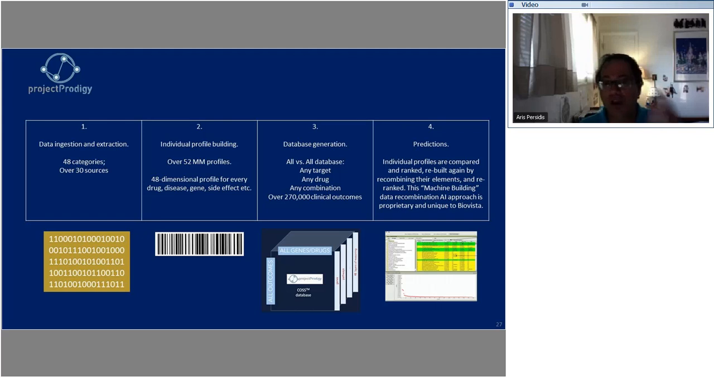And then we do our thing, and we have generated this database called Clinical Outcome Search Space, which is an all versus all. It's all drugs versus all mechanisms, all clinical outcomes, all pathways, all animal models. It's an absolutely enormous effort, project value.